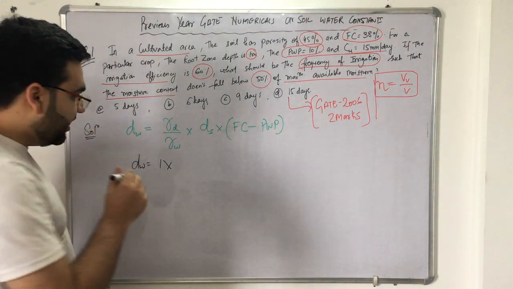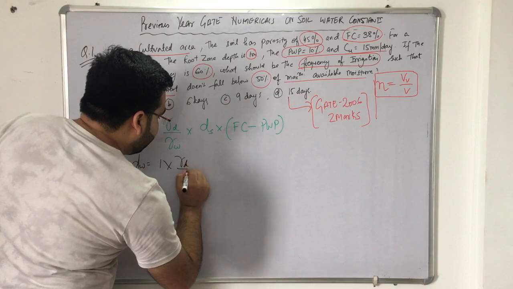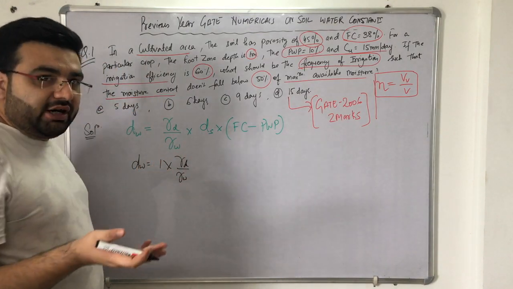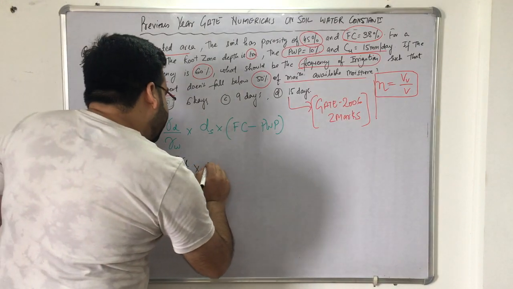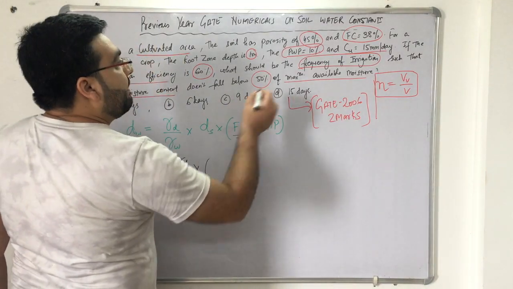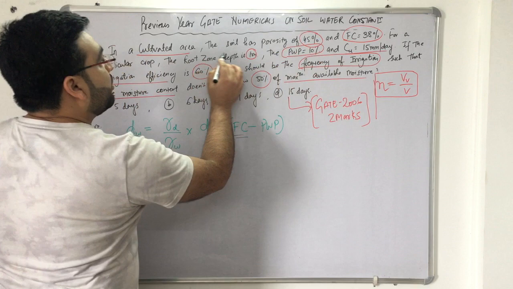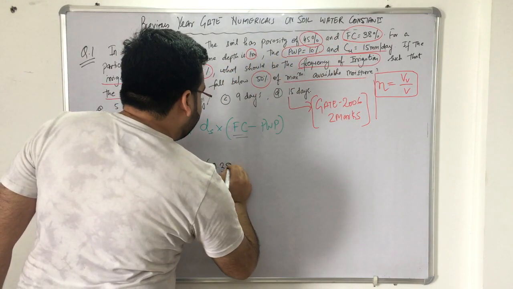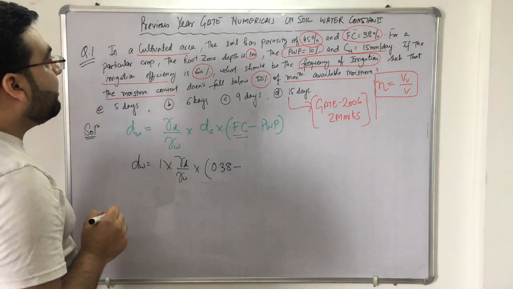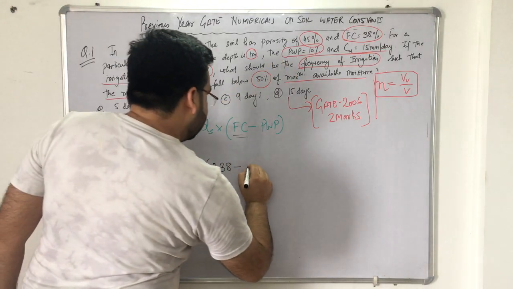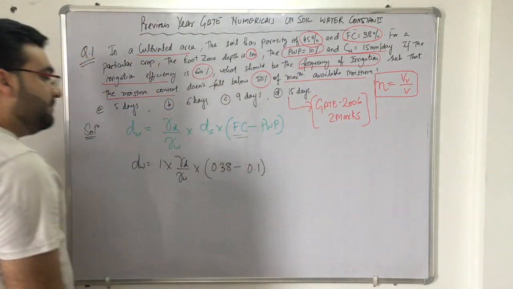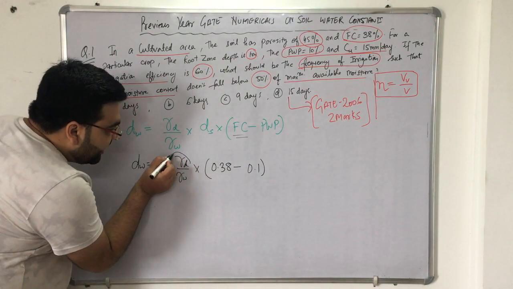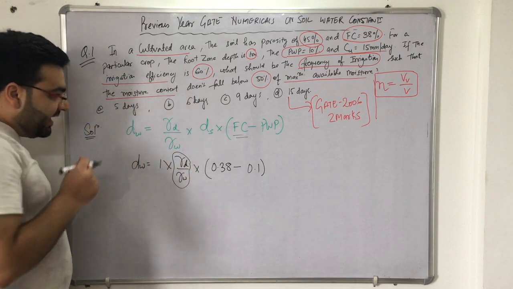This I don't know, right? So let us write it as gamma d divided by gamma w, because I know gamma w, but I don't know gamma d. Multiplied by field capacity. How much is field capacity? That is 38%, so 0.38, minus permanent wilting point, which is given to us as 0.1, that is 10%. Now the main task would be to determine gamma d divided by gamma w.